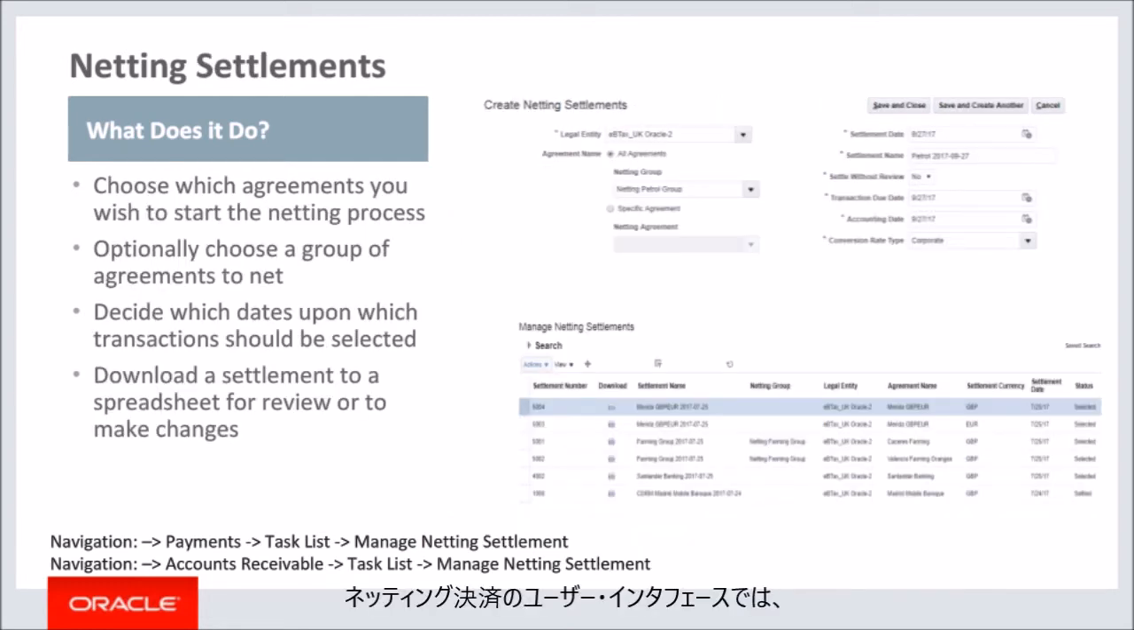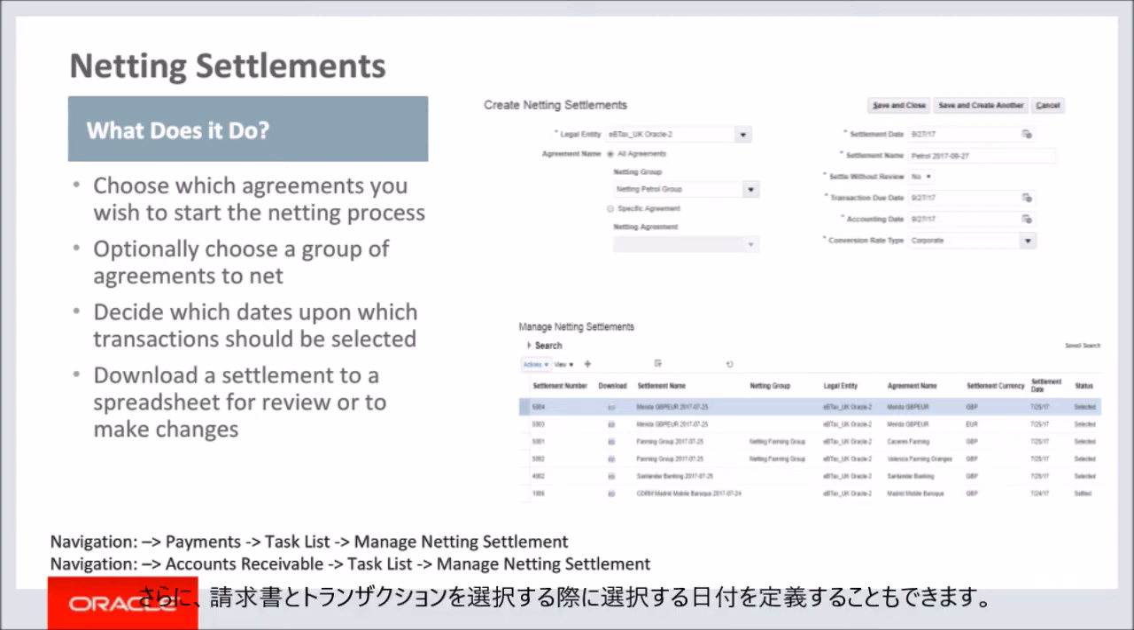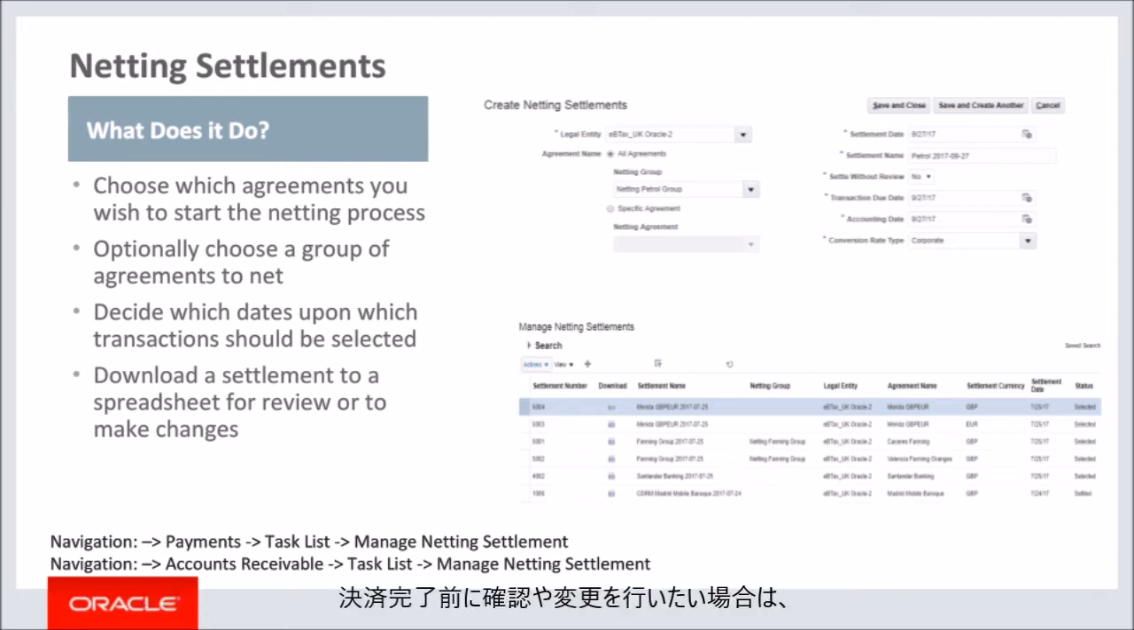The Create Netting Settlements user interface allows you to start creating a settlement or a group of settlements. You can also determine which dates to choose when selecting the invoices and transactions. The Manage Netting Settlements user interface allows you to download a settlement to a spreadsheet if you want to review or change a settlement prior to actual completion. You can also delete a settlement or even reverse a settlement that has already been settled. We will cover this in more detail in the demo.